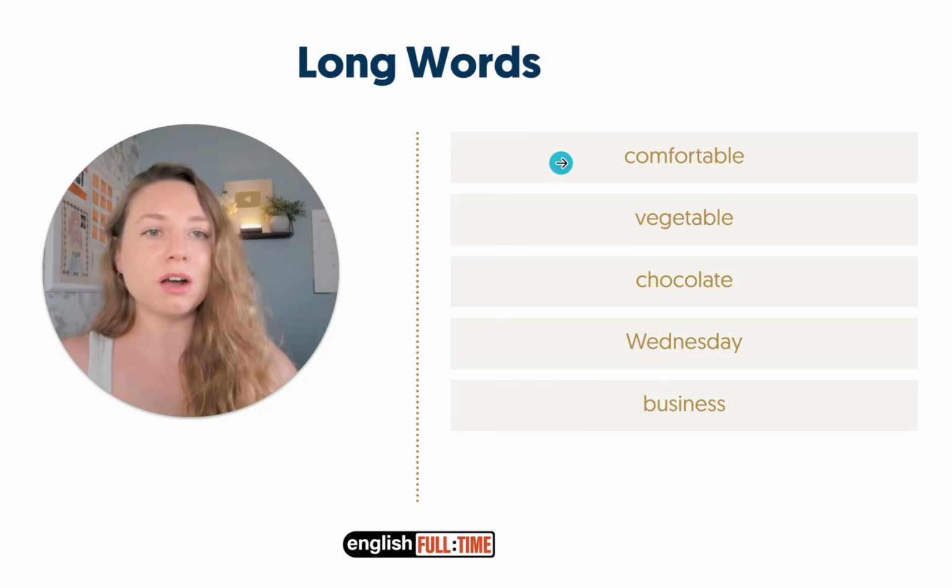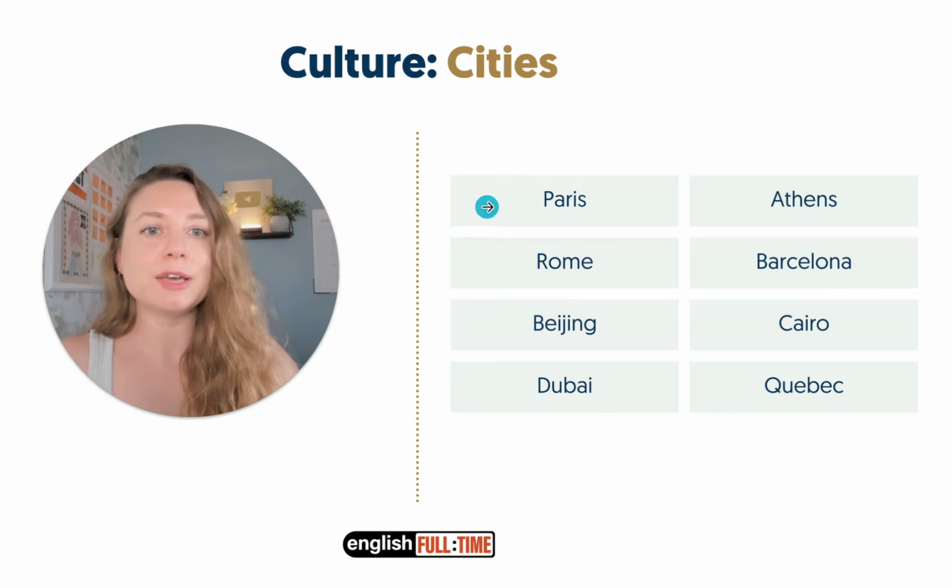Long words. Comfortable, vegetable, chocolate, Wednesday, business. Again, comfortable, vegetable, chocolate, Wednesday, business. Culture, cities. Paris, Rome, Beijing, Dubai, Athens, Barcelona, Cairo, Quebec. Again, Paris, Rome, Beijing, Dubai, Athens, Barcelona, Cairo, Quebec.